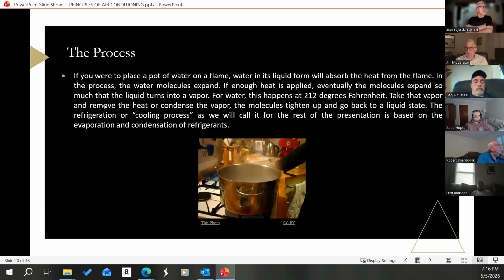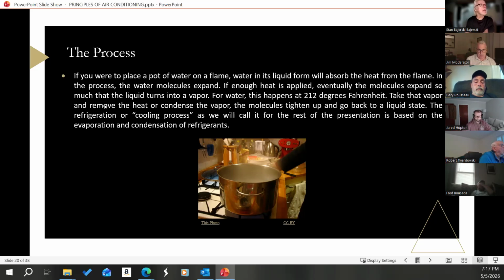So the process, if you were to put a pot of water on a flame, water in its liquid form will absorb the heat from the flame. In the process, the water molecules expand. If enough heat is applied, eventually the molecules expand so much that the liquid turns into a vapor. For water, this happens at 212 degrees. So once we hit 212 degrees, we start boiling off that water. And if you do it long enough, that pot will be empty.